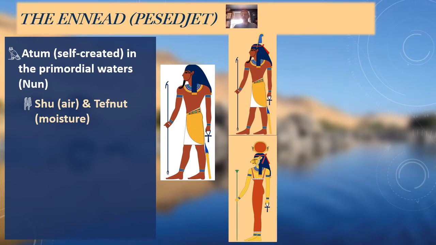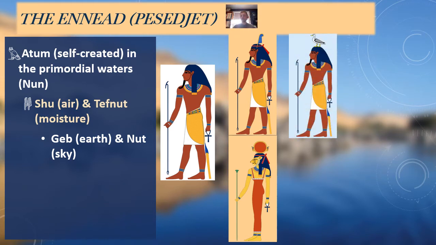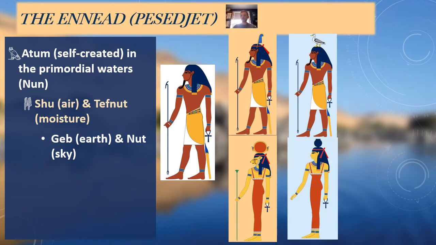Shu and Tefnu have two children, and they are Geb, the earth, and Nut, the sky. So we've got self-created Atum, followed by air and moisture, and then an earth and a sky separated. So here is Geb and Nut. Geb and Nut get together and give us four more children.